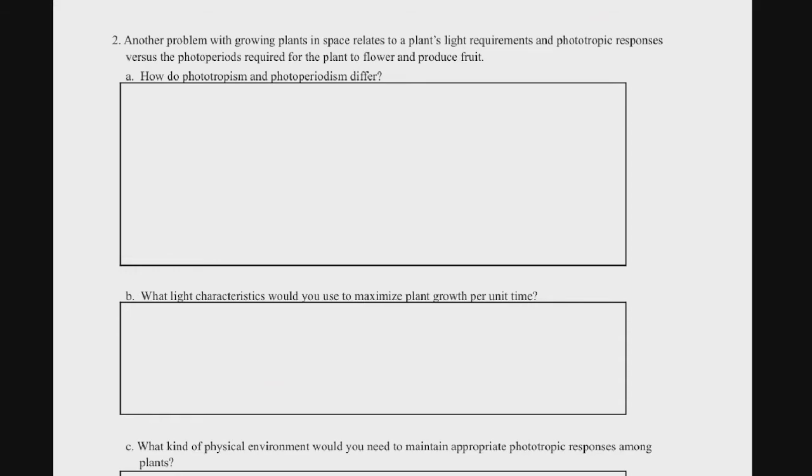Okay, last home stretch. Another problem with growing plants in space relates to a plant's light requirements and phototropic responses versus the photoperiods required for the plant to flower and produce fruit. So, A, how do phototropism and photoperiodism differ?